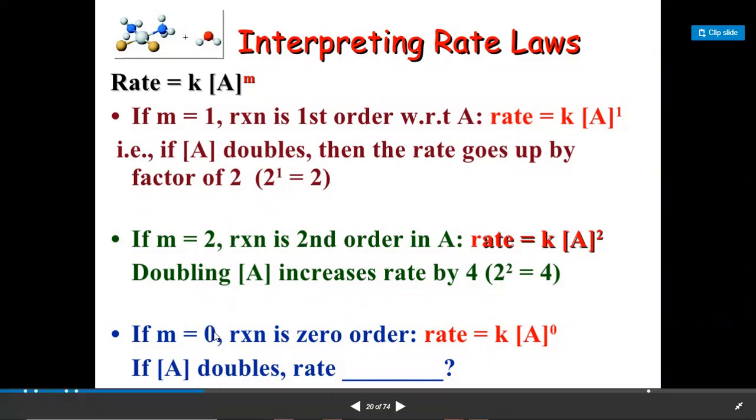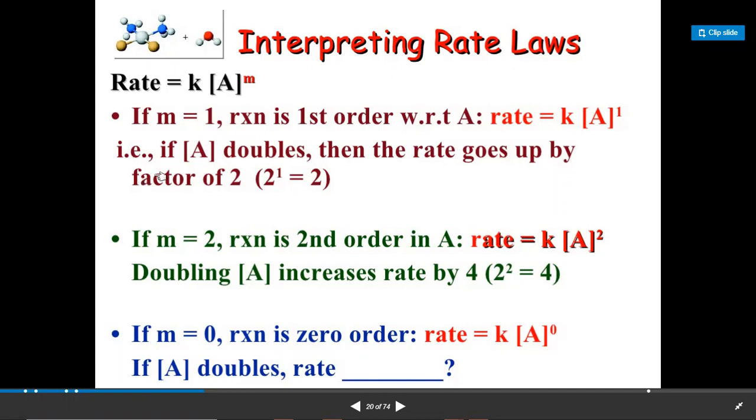Next, if m is equal to 0, then that is known as a zero order reaction. If you double the concentration, no problem: 2 power 0 is 1, 1 power 0 is 1. Something power 0 is always 1. So the rate of reaction is not going to be affected in the case of a zero order reaction if you double the concentration of the reactant.